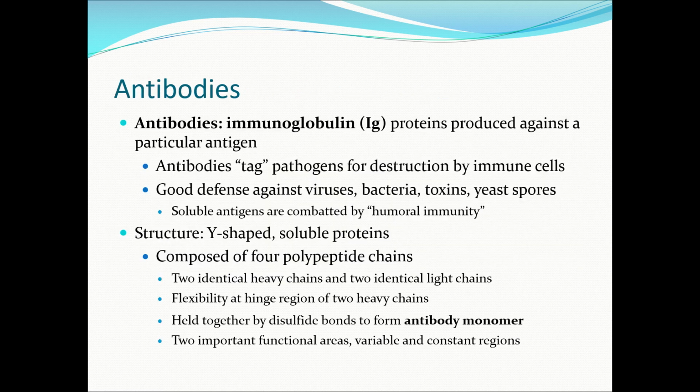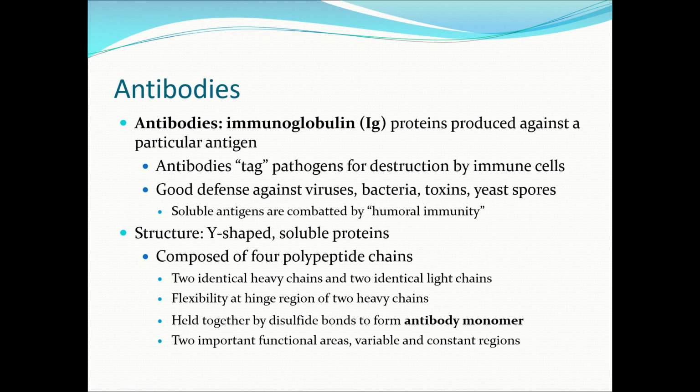So, antibodies. They are immunoglobulin proteins produced against a particular antigen. Antibodies tag pathogens for destruction by immune cells. They are good defense against viruses, bacteria, toxins, and yeast spores. Soluble antigens are combated by humoral immunity. Humoral means fluid. Their structure is Y-shaped soluble proteins.